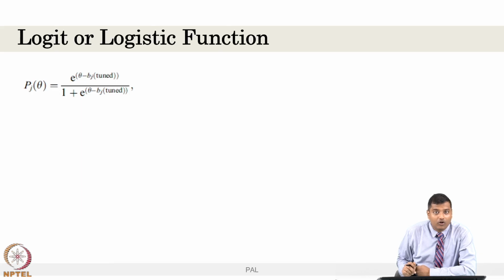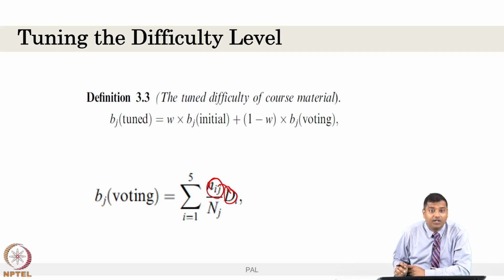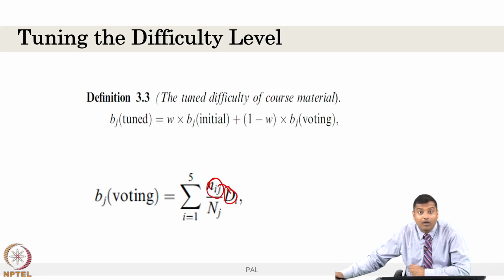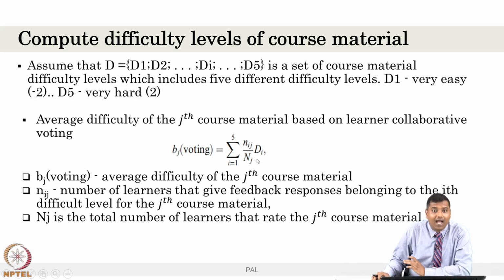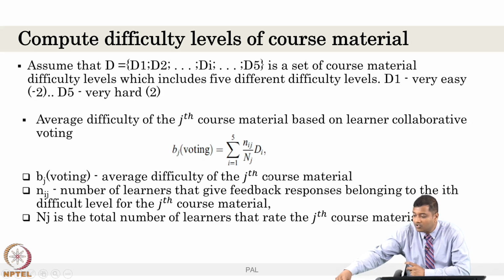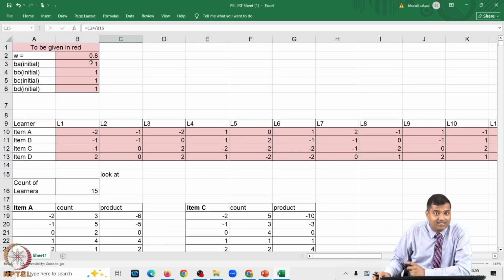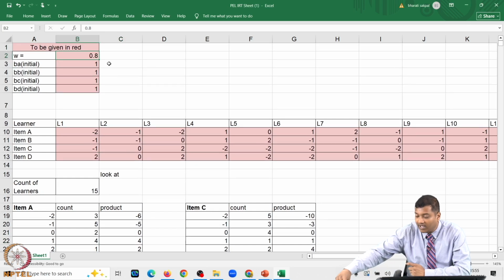Now let's look at the logit or logistic function. Over here, we are looking at the exponent, and we are subtracting something called B_j tuned. So let's see how we can compute this B_j tuned. B_j tuned is the weight times B_j initial plus 1 minus weight times B_j voting. At first I'm going to assume my difficulty level as 1 for all the questions, and I'm going to assume my weight as 0.8. I'm just going to simply plug in 1 and 0.8 in my formula.